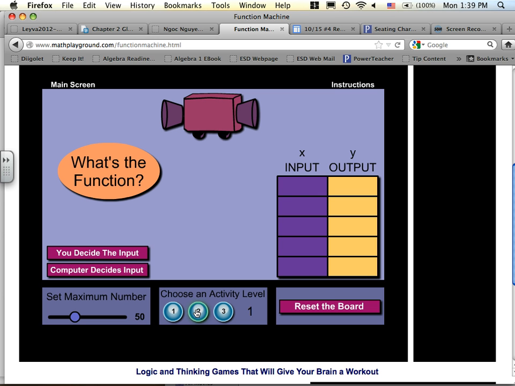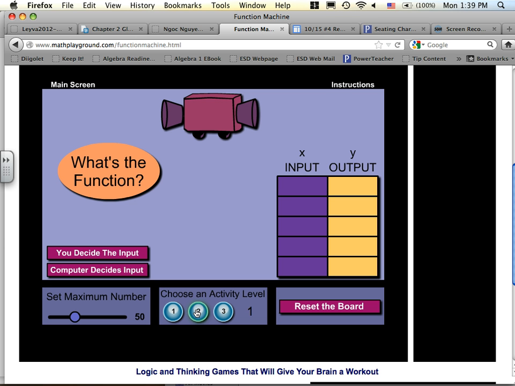Okay, so the objective for this game is really simple. All I'm asking you is to either decide what to put into this machine, or let the computer decide. Typically, you want to decide, because you have control over the numbers that you input. The good rule of thumb is choose something that's small enough for you to calculate, and choose something that's consecutive. You don't want to input 1 and all of a sudden jump to like 1,000. That's not consecutive. We talked about consecutive numbers before.